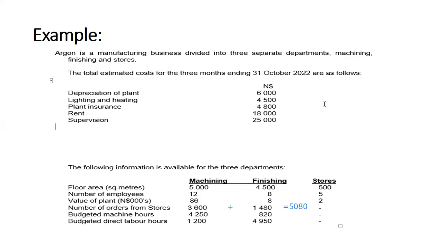So now what we have to do then is to take the 3.6 and divide it by the total. You get it? We take 3.6 and divide it by the total, and then multiply by the total overheads apportioned to the service department. That is what we're going to do. Same again when it comes to finishing. We will take this amount and divide it by the total, and multiply by the overheads for the service department.